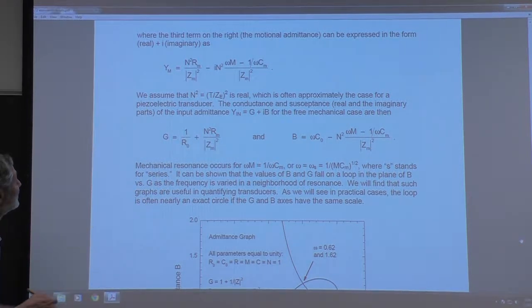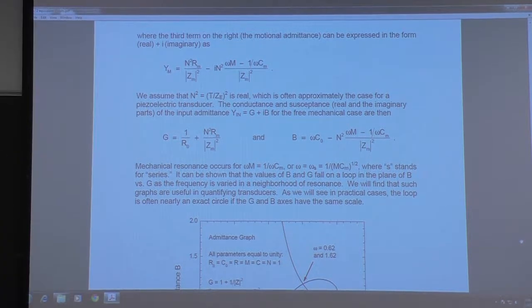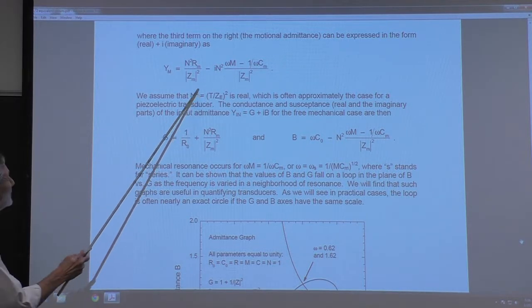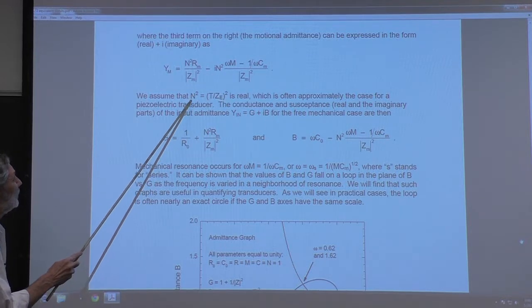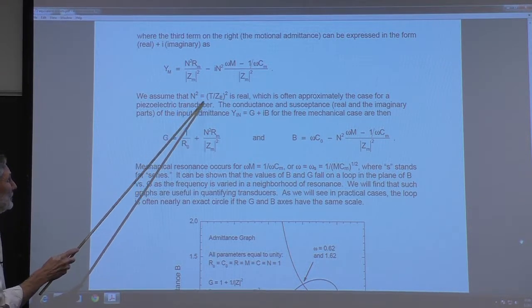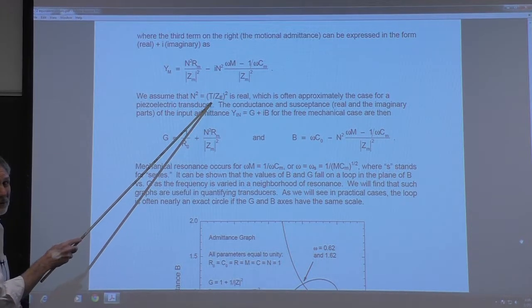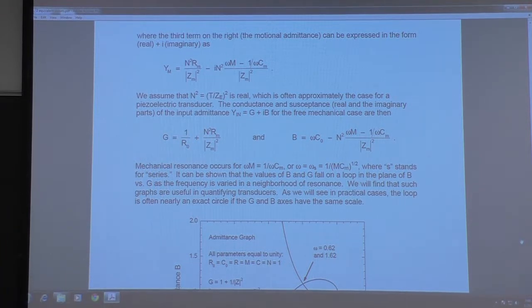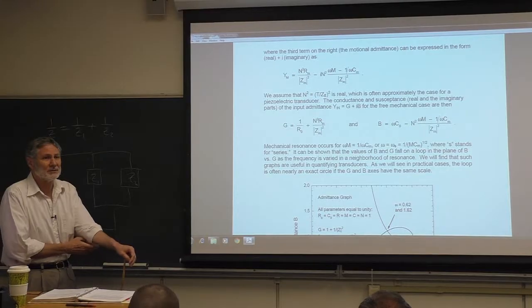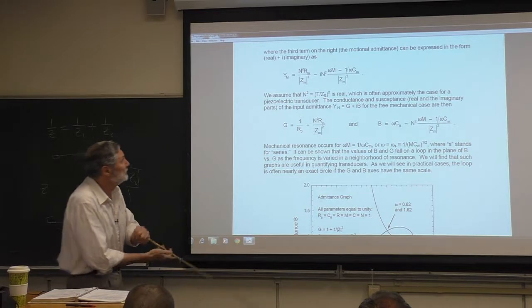We get this. Now, I don't know if Brian says this, but we're going to make an assumption here that the turns ratio, we don't need the squares, I'm going to get rid of those. We need to make an assumption that the turns ratio here, that's in general a complex quantity, we're going to assume that it's real, and that's often the case for sonar transducers. So we'll assume that that's real.